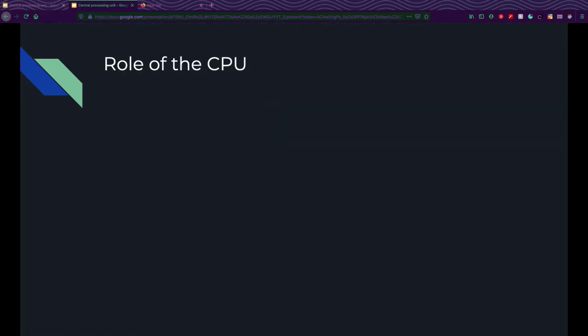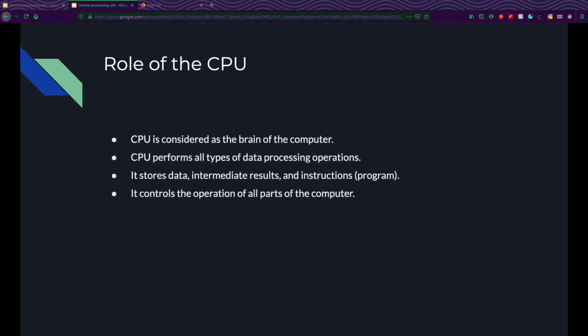So now we know how the CPUs came into existence. What role do the CPUs play? CPUs are considered the brain of the computer. This we have been learning from the age of 10 or 11, when computers were first introduced as a subject, that the CPU is the brain of the computer, and this in fact is very right in a basic sense. The CPU performs all types of data processing operations. It stores data, intermediate results, and instructions, which are known as programs, and it also controls the operations of all parts of the computer. So these are some pretty significant roles the CPU plays.